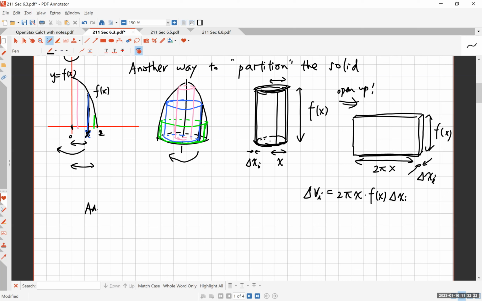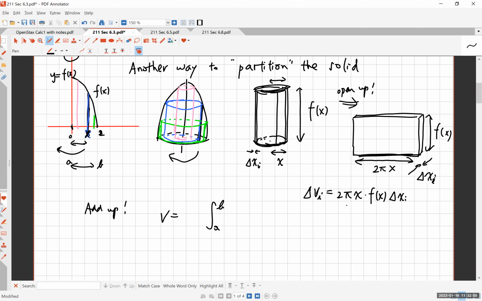So add them up, and then you have an accumulation of the volumes of these shells. And of course, that sum, if you take the limit as n approaches infinity, is going to give you the definition of the definite integral. So the volume is going to be the integral as x goes from a to b. And in this case, I'm calling this a and b here like this, right?